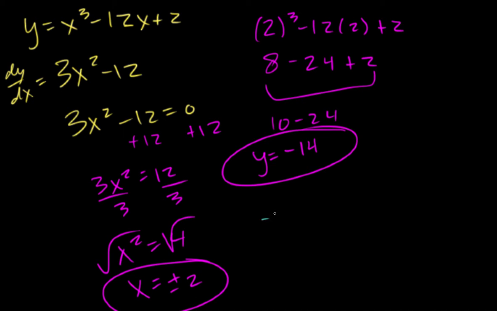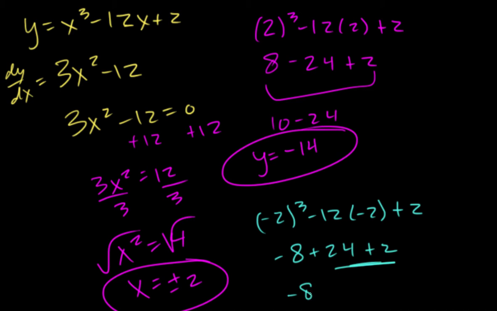Now if we plug in a negative 2, we get negative 8 plus 24 plus 2. Combine those, negative 8 plus 26. And then that's going to give us y equals 18, which is the equation of the other horizontal tangent line.